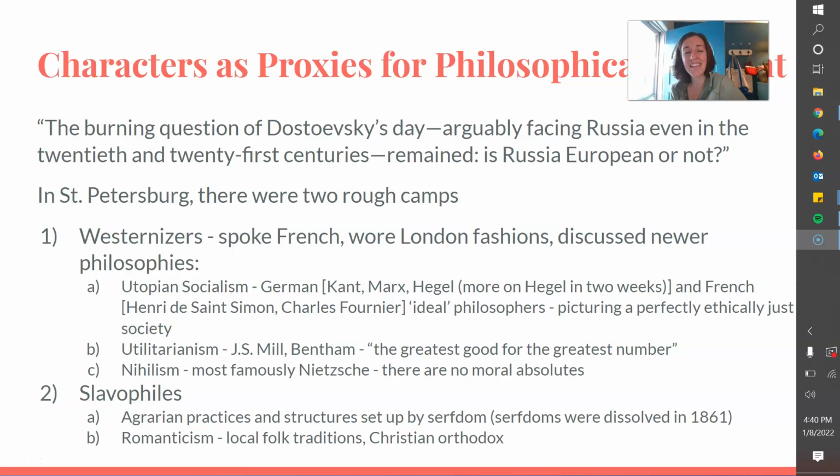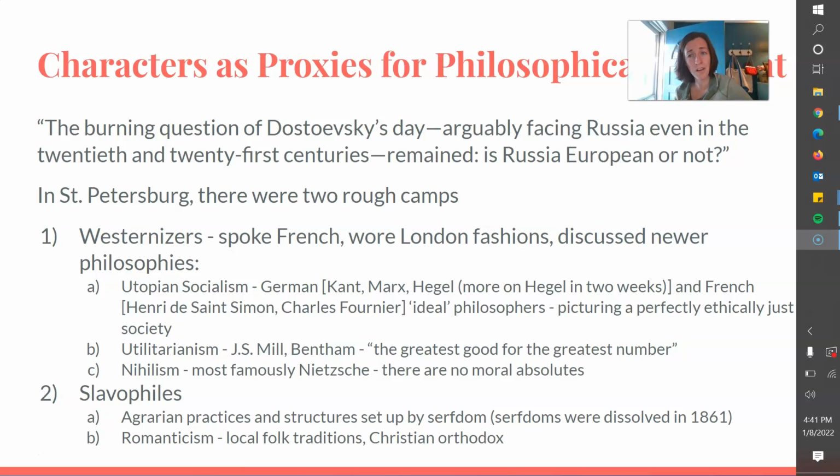And then, as if that were not enough, there is another camp. We'll call them the Slavophiles, the lovers of the Slavic culture. That represents Russia until this point, the local folk, the people, the serfs who had only been emancipated in 1861, and everything they came to represent.